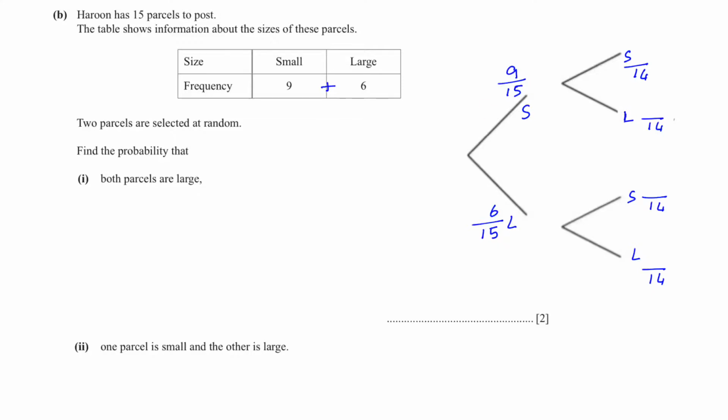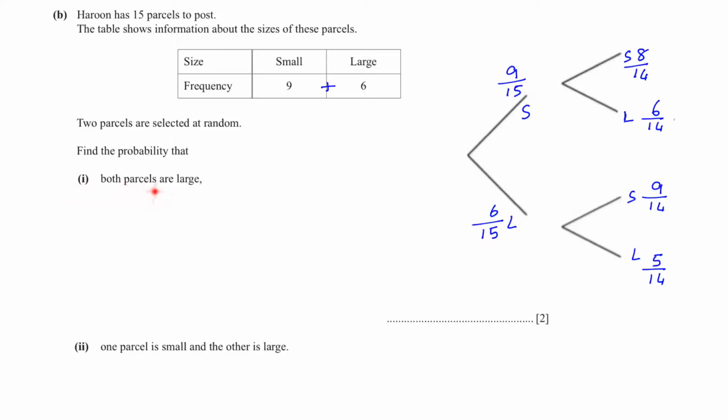And because you removed one small parcel, the number of small parcels is going to be one less. You had 9, now you're going to have 8. The large parcels are going to be the same. In the second branch, we removed one large parcel. So the small parcels are going to be the same, which is 9. And the large parcels will be 1 less, 6 minus 1, 5.